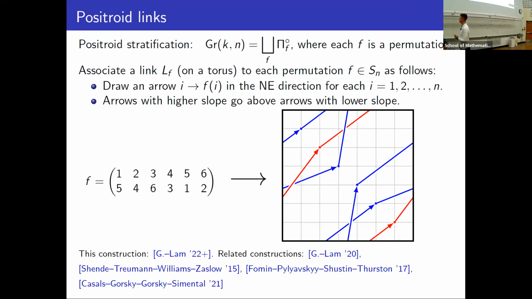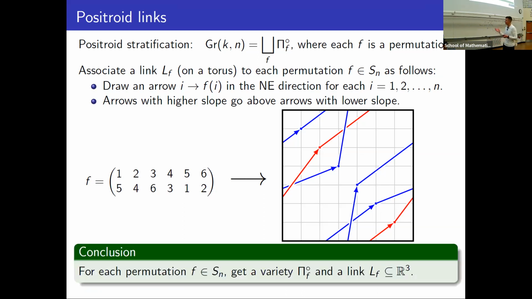This construction is kind of new. It's going to appear in our paper with Thomas, but there are many different constructions for the Positroid links, which appear in all these different papers, and they're all equivalent to each other. So the bottom line is that you can now forget all these definitions. You give me a permutation, and I'm going to give you a Positroid variety and a link associated to your permutation. And the question is, how is the link related to the open Positroid variety? The connection goes through link invariants.